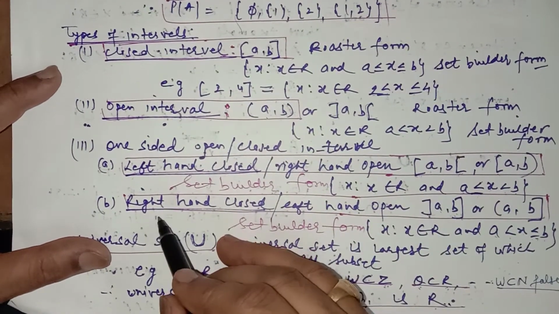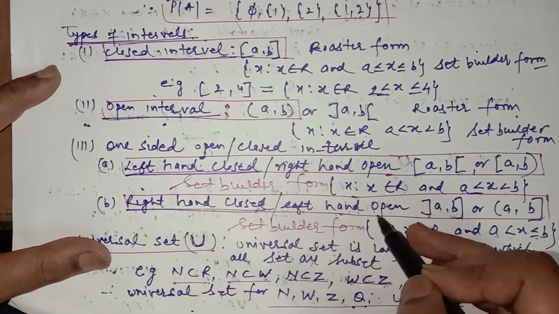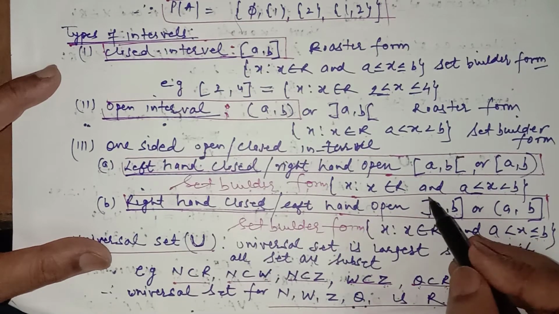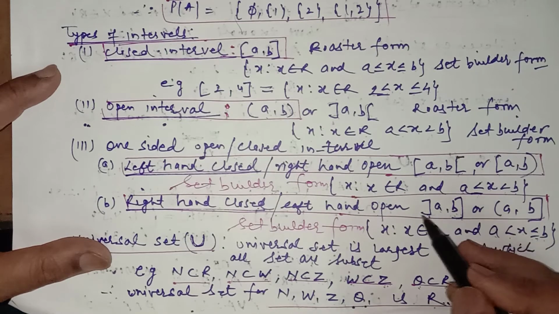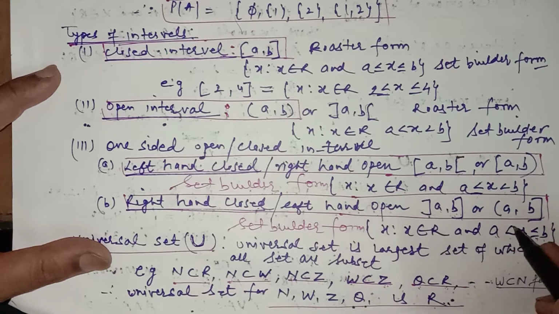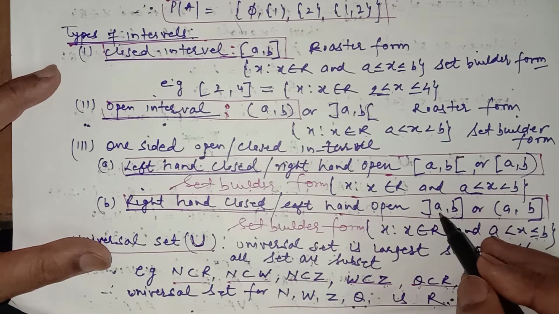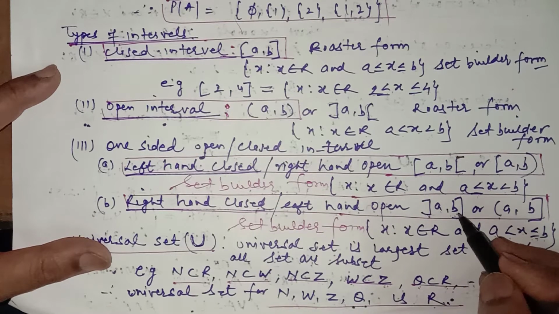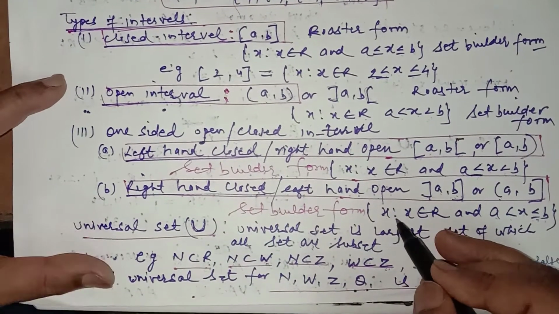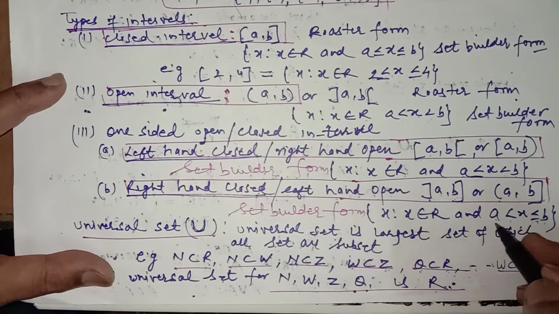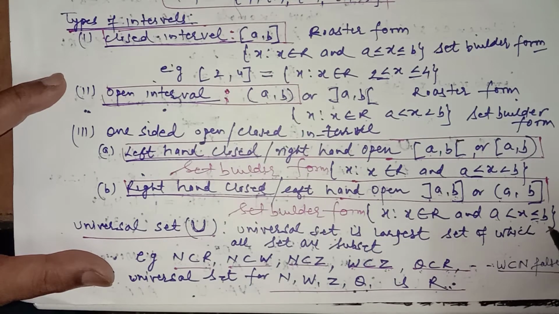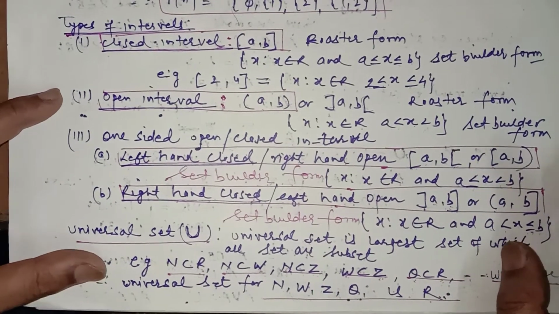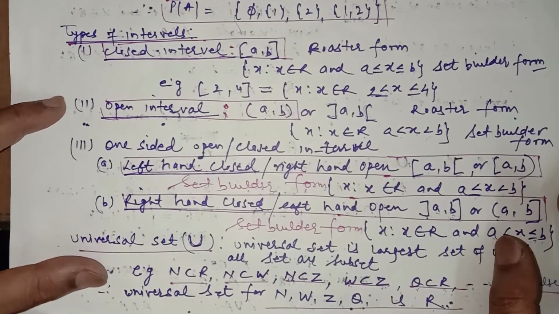Second, we have right hand closed or left hand open. You can say it is a right hand closed interval or left hand open interval. For the open side you write a simple bracket. It means a is not included, b is included. So the set builder form is x such that x belongs to real numbers and x is greater than a, less than or equal to b. A is not included, b is included. So these are the types of intervals, and these intervals contain the real numbers.